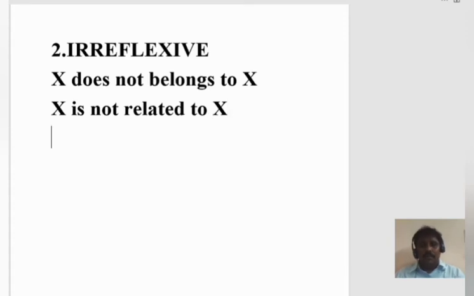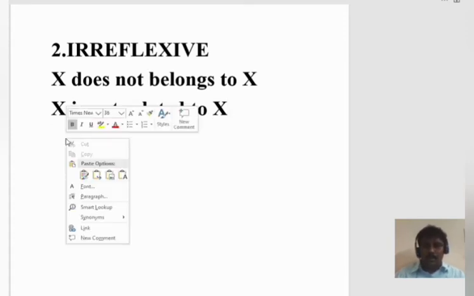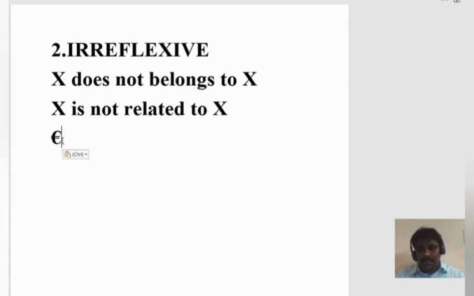Now we can use the symbol also. For does not belong, we know that this is the symbol for belongs. If you put a cross on it, then it becomes the symbol of does not belong. So the condition is if X does not belong to X, or X is not related to X, then it is called irreflexive. Now we see some examples.